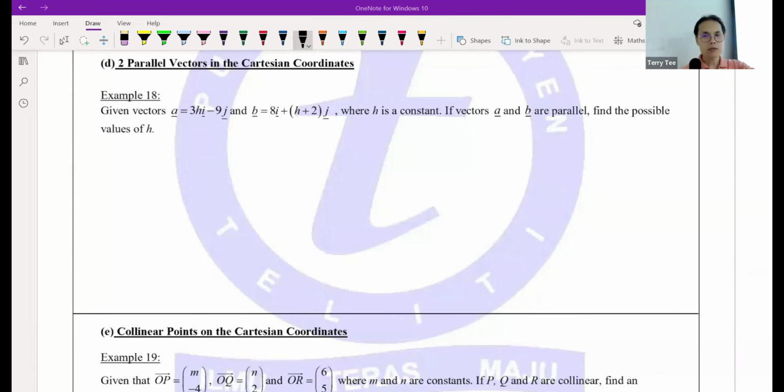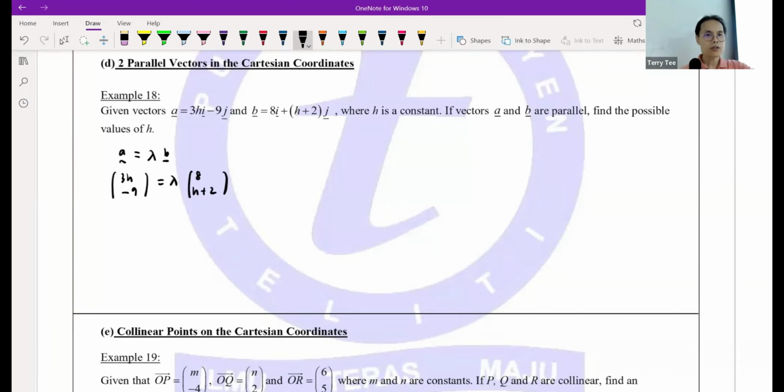Okay, so I want to find H. I know that they are parallel. So if the first vector is parallel to the second vector, we say A is lambda B. Some of you may ask, must I really write in IJ form? No need, because the final answer is independent of whether you write IJ form or column vector. I like column vector because it's easier. Don't have to underline, don't write so many steps. This is my A, lambda. Your B will be 8 and H plus 2.